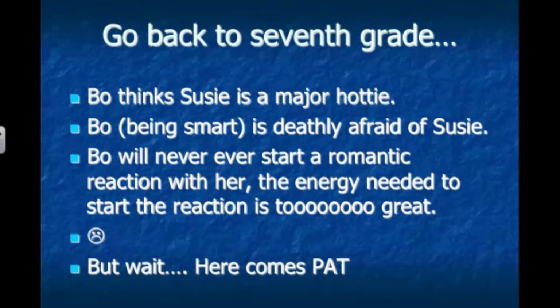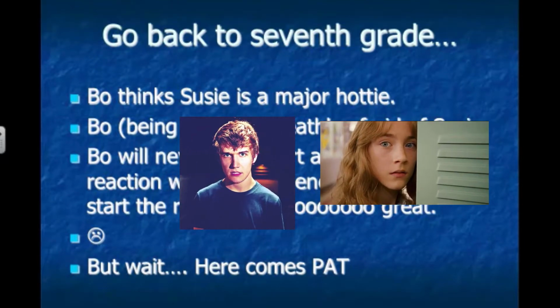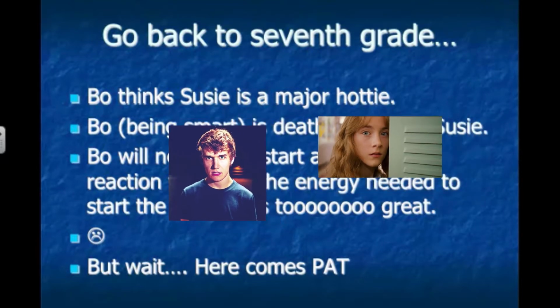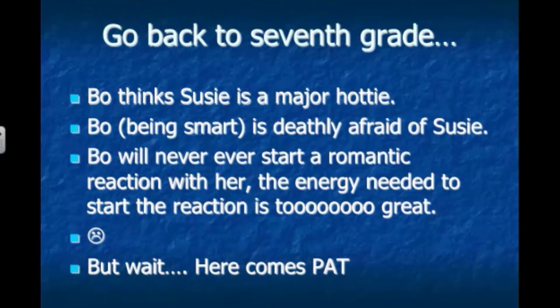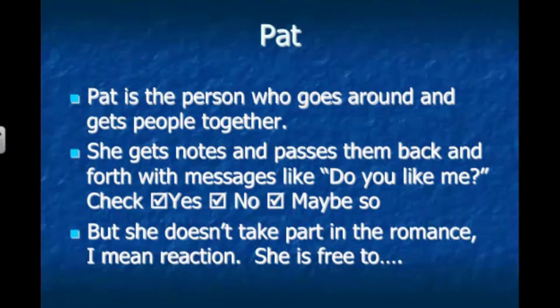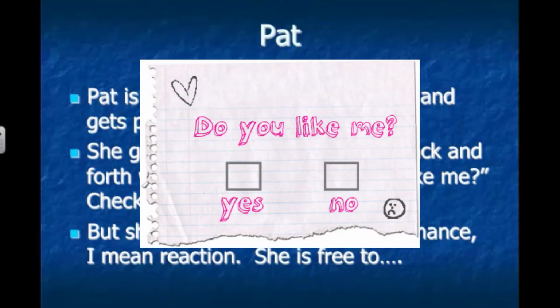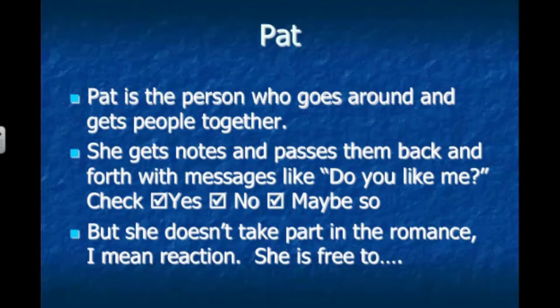If you read these statements: 7th graders, boys are way afraid of girls. Bo will never talk to Susie, and since Bo will never talk to Susie, the activation energy threshold is way too big. It'll never happen. A reaction, a relationship, will never happen. But in every class, there's always somebody named Pat. And what does Pat do? Pat goes around and gets people together. She passes a note. In other words, she provides an alternative route for the reaction. She makes it easier for the reaction to occur.